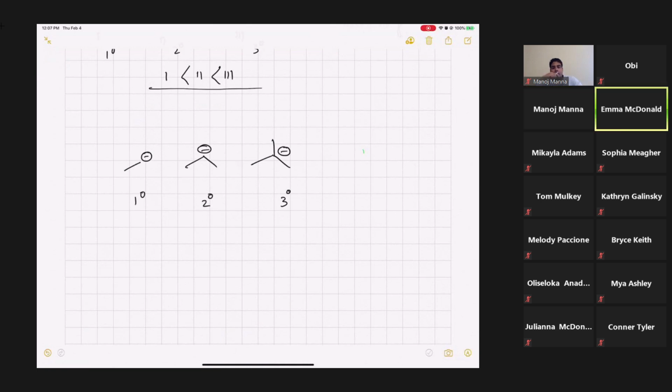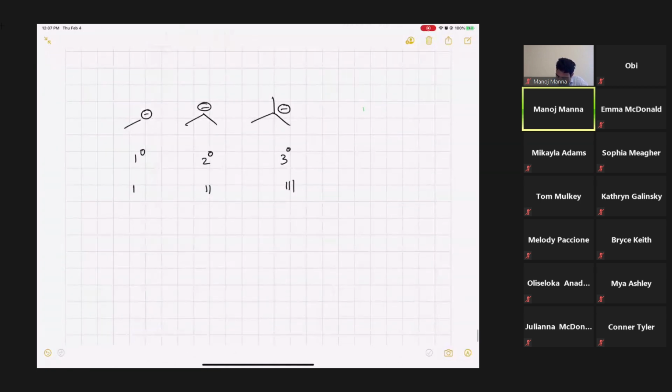1 is more stable than 2. 2 is more stable than 3. That means increasing order of stability is 3, 2, 1. Okay, everybody clear?